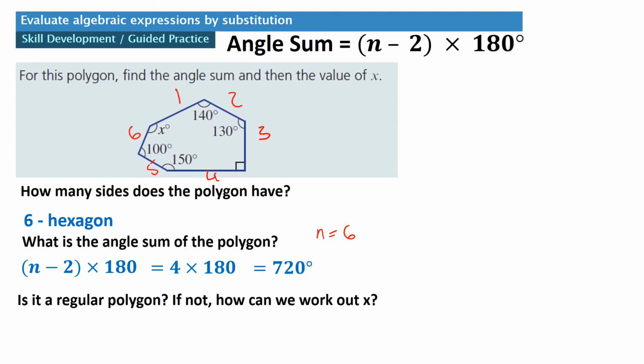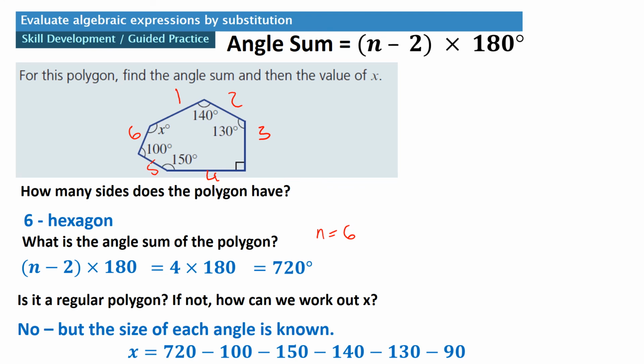So we can work out x by simply subtracting all of the known angles that we do have. So we can subtract the 150, the 100, the 140, 130, and the 90. So when we do this, what we'll get is x is equal to 110 degrees.